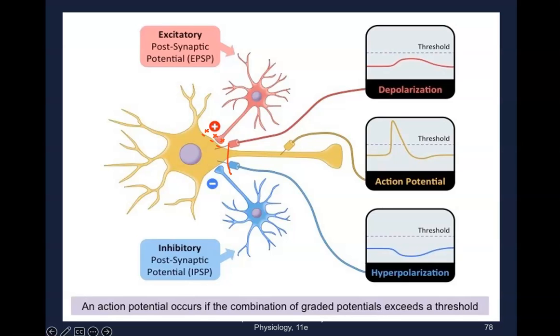Now, please keep in mind that there are both excitatory and inhibitory graded potentials that can happen. So we can either cause localized depolarization, bringing us closer to that threshold point, or we can cause hyperpolarization, which brings us farther away from that threshold point.